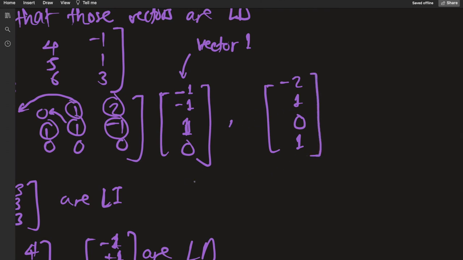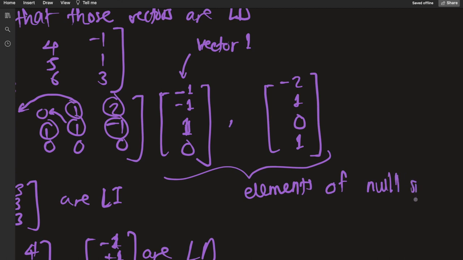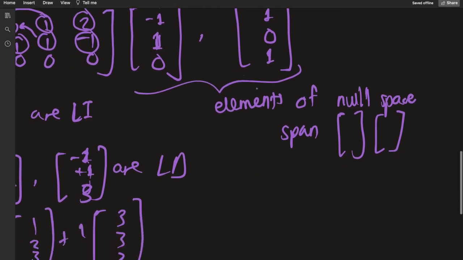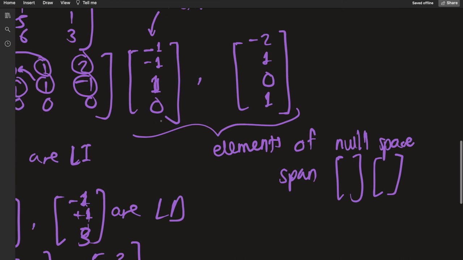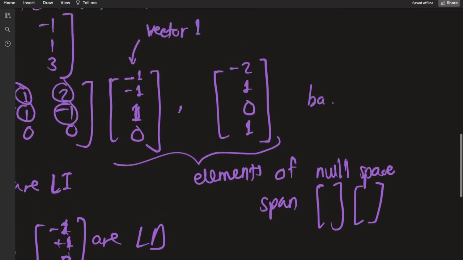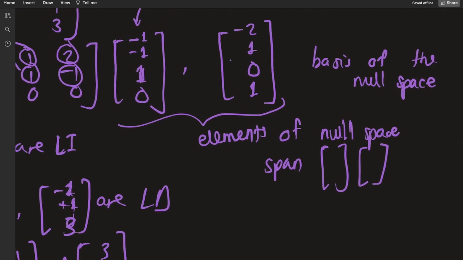Both of these are elements of the so-called null space. And a null space is the span of these guys. And if you check again, these two things are linearly independent, because check the 1 and 0 position over here. It's almost like a standard basis vector. So these are the bases of the null space. Therefore, you can describe the null space as being a span of these two vectors. And that's exactly how we construct a null space.